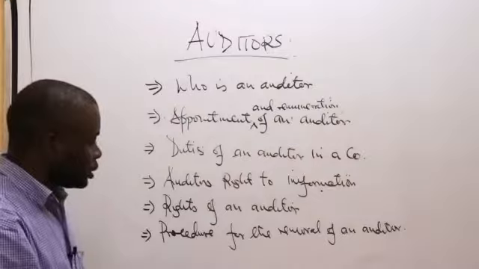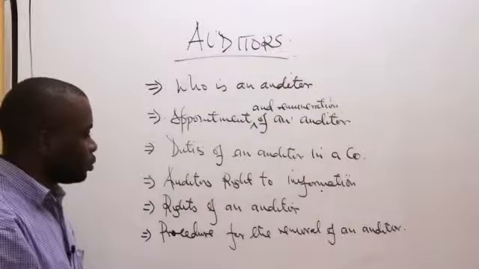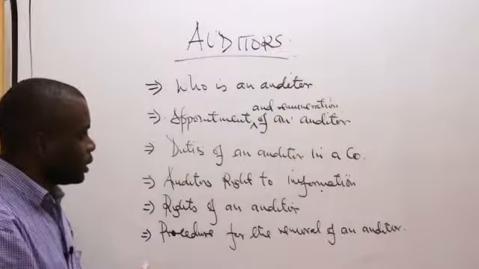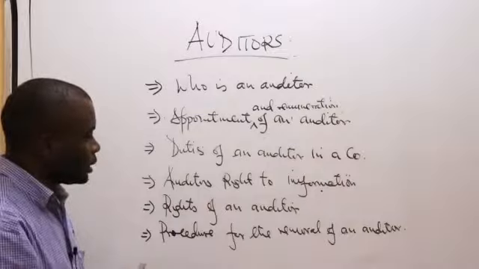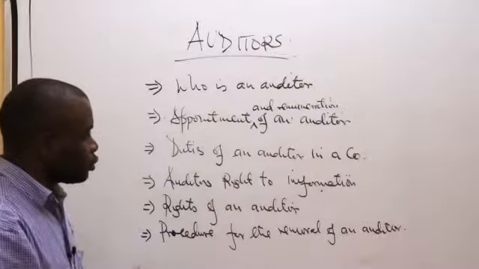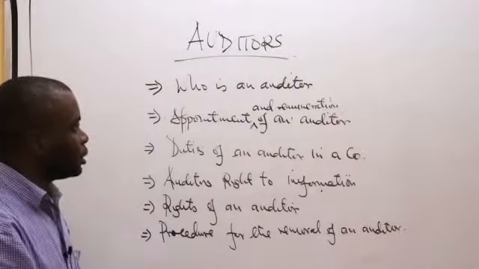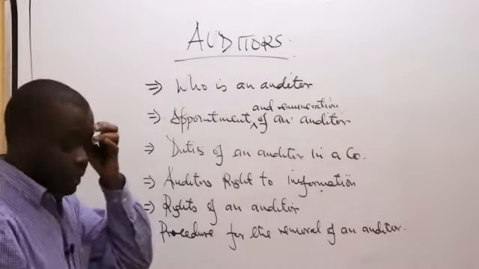What is the procedure of being able to remove an auditor? So you appointed him, but now you want to remove him from office, for example, if his term has not come to an end. So how will you be able to remove an auditor of the company?